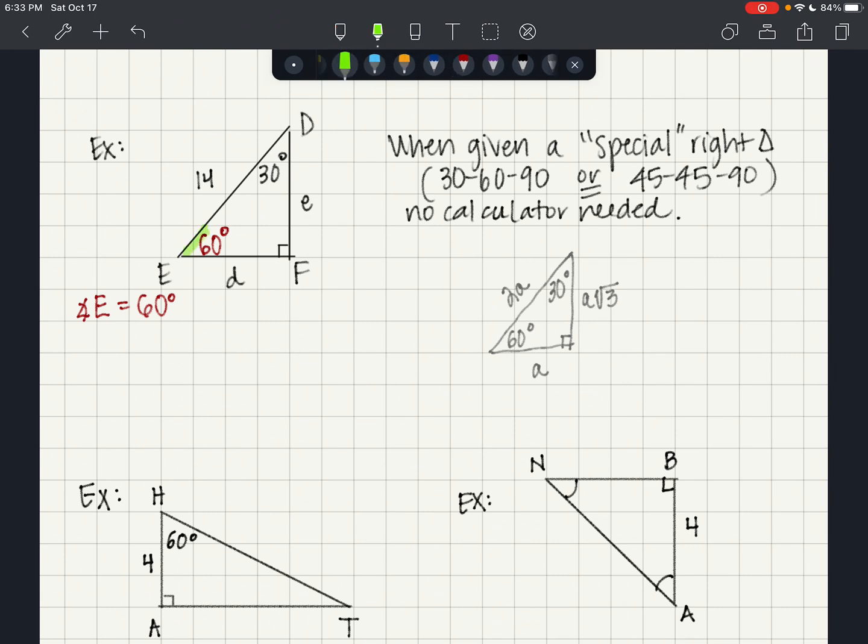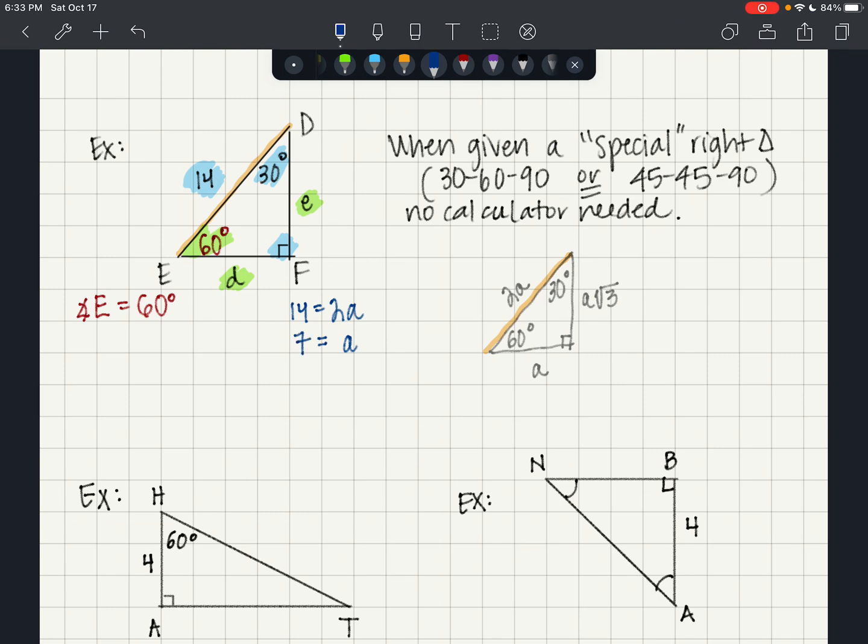What other part will we need to find? Well, we're going to need to find side length E and side length D. We were given an angle and a side, and from that, we're able to find the other 3 parts. So angle E is equal to 60 degrees. 14 is an important number here. 14 corresponds to the hypotenuse. So 14 is going to equal 2A, which means A is going to equal 7.